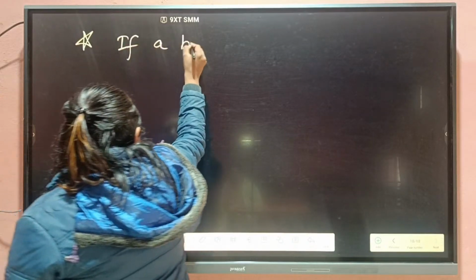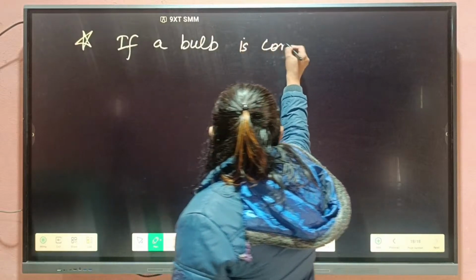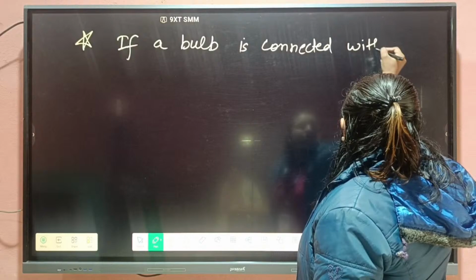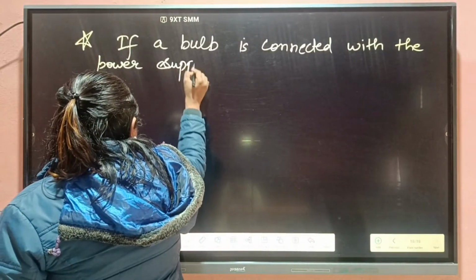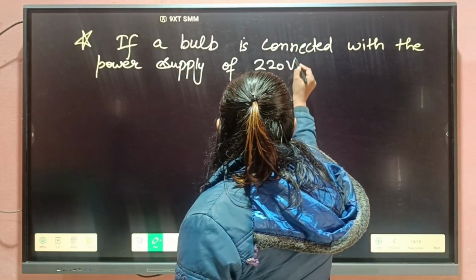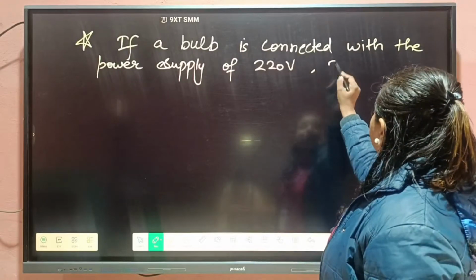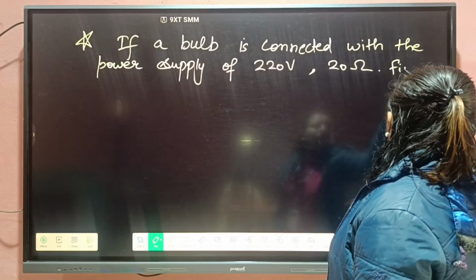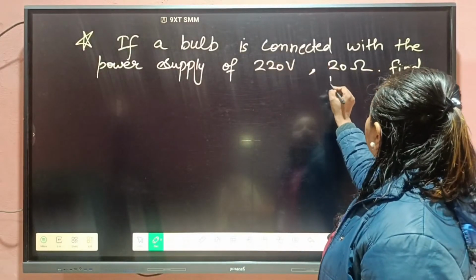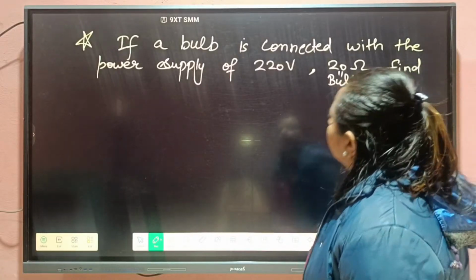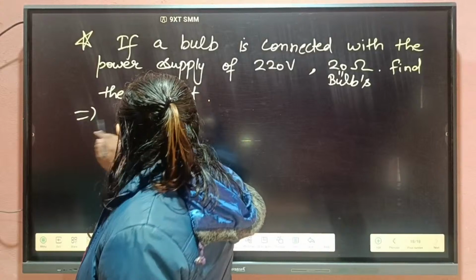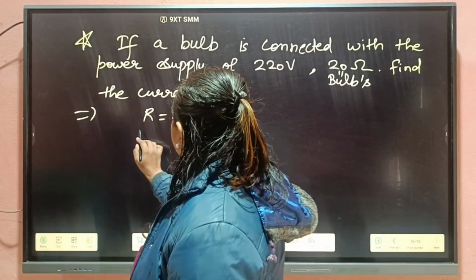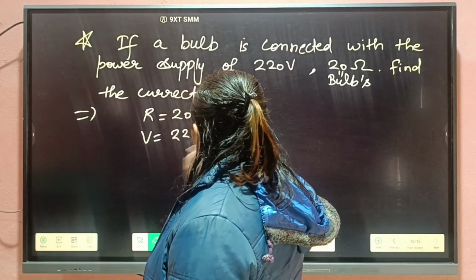So in numericals this can be asked: if a bulb is connected with the power supply and is given 220 volt, the resistance of this bulb is 20 ohm. Find the current across the bulb. So what is given? Resistance of the bulb is 20 ohm, the power supply is 220 volt. You have to find the current.